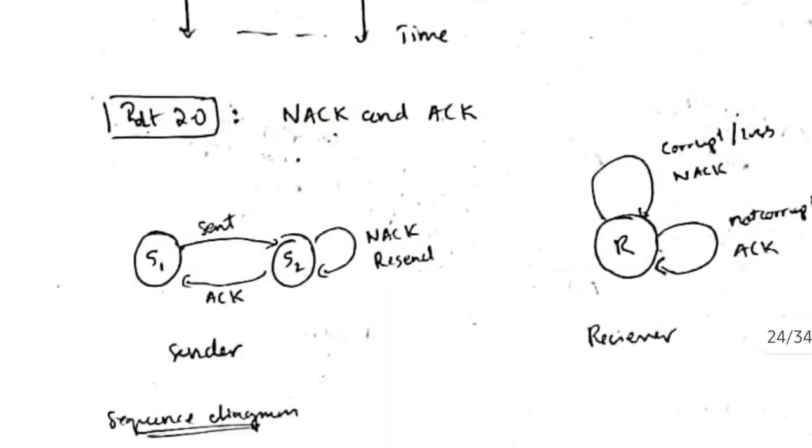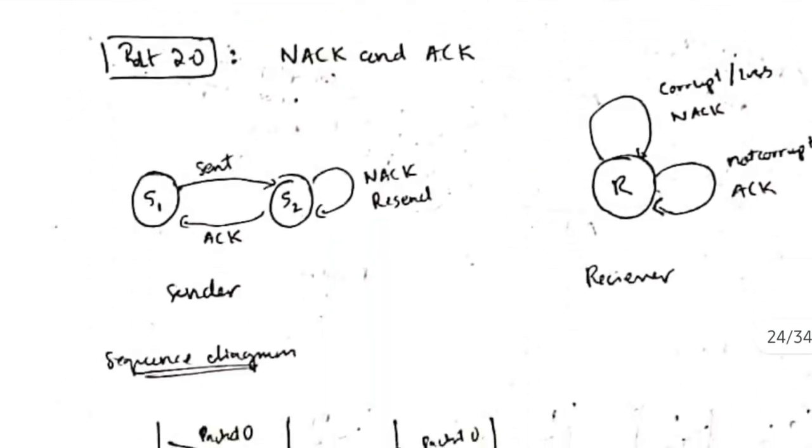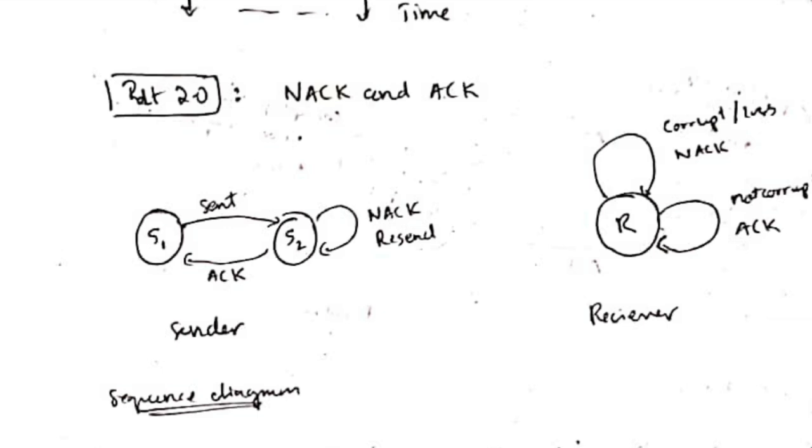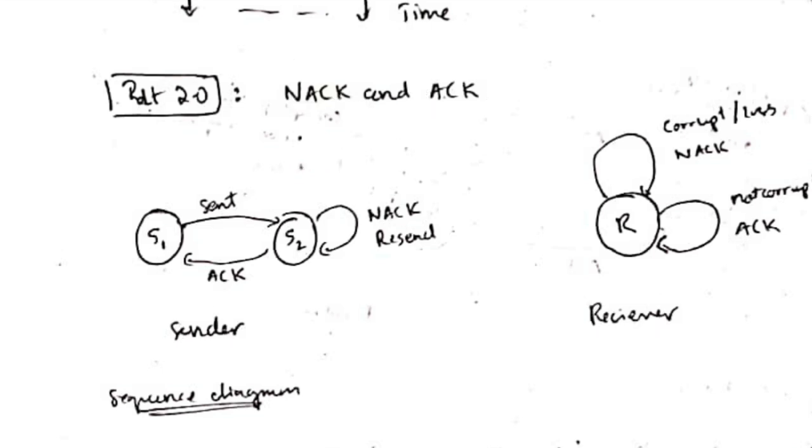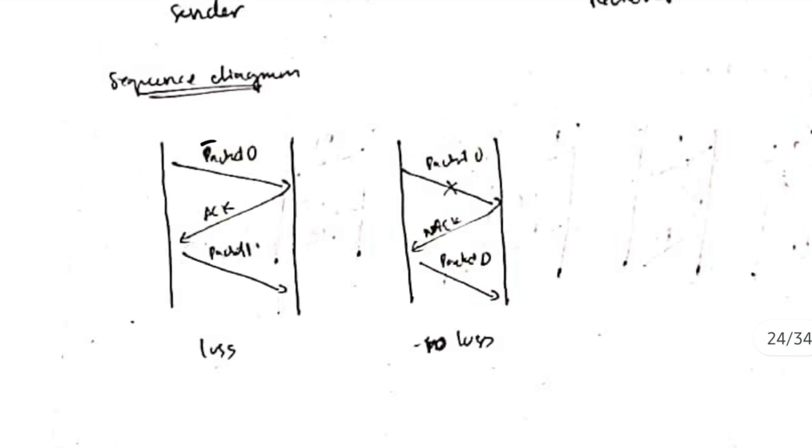And the next RDT is RDT 2.0, where we have the acknowledgement also. In RDT 2.0, there are two types of acknowledgement: negative acknowledgement and positive acknowledgement. When you send some data, either it can be received or not received. In the sequence diagram you can see packet 0 is sent from the sender to the receiver, and it is received, so acknowledgement is sent back. The next packet will be sent from the sender's side.